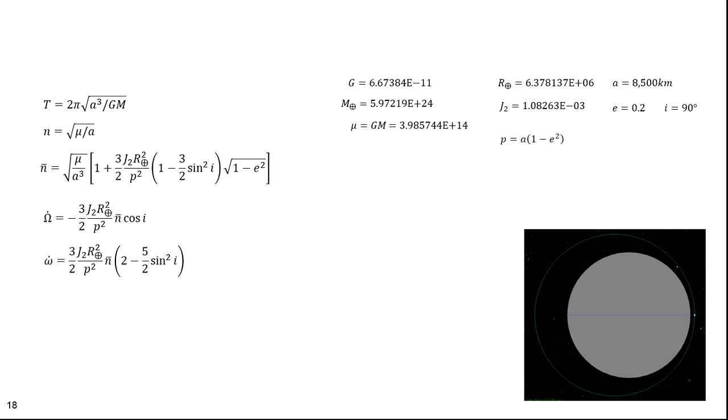P, the semilatus rectum, is a times 1 minus e squared. Here we plug in values, which results in 8.16 times 10 to the 6th meters. If we plug in all the known values, the mean orbital velocity is 8.05 times 10 to the minus 4th radians per second. The shift in RAN is 0, as we said, and the shift in the argument of perigee is 1.97 degrees per day.